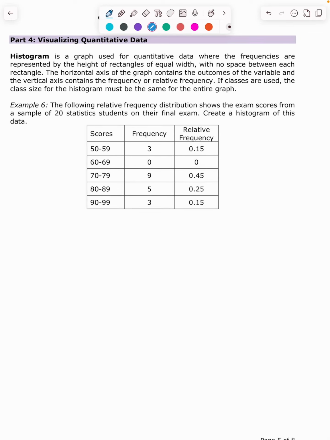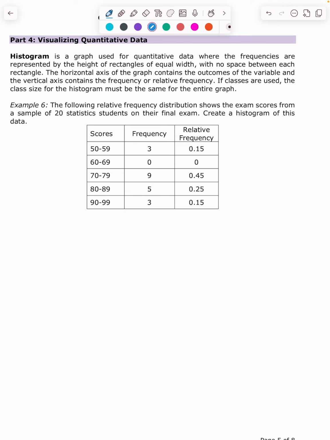We have organized our quantitative data, so now let's visualize our quantitative data. We are going to look at two different methods for visualizing quantitative data. The first is a histogram. A histogram is a graph for quantitative data, very similar to a bar graph in a lot of respects.